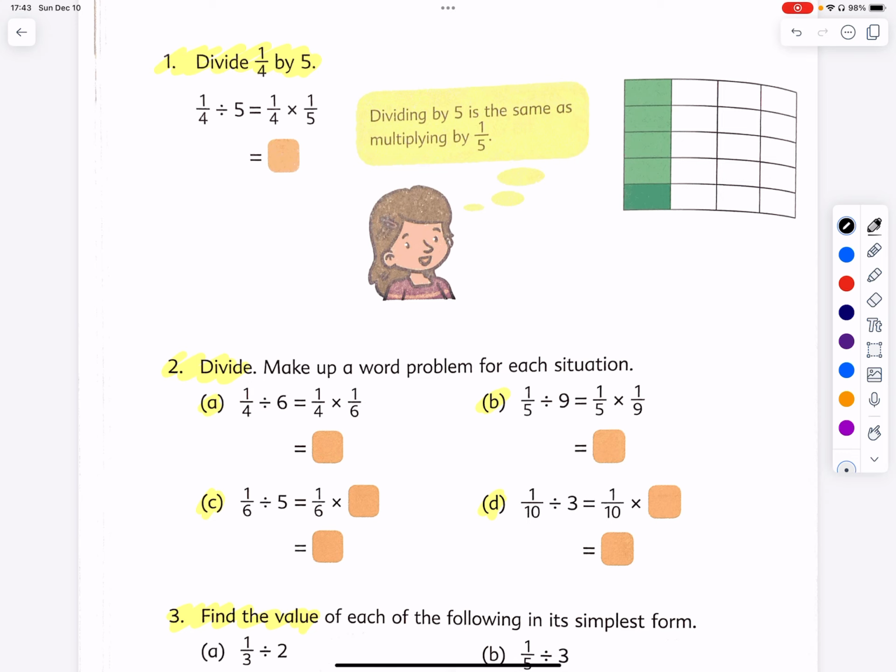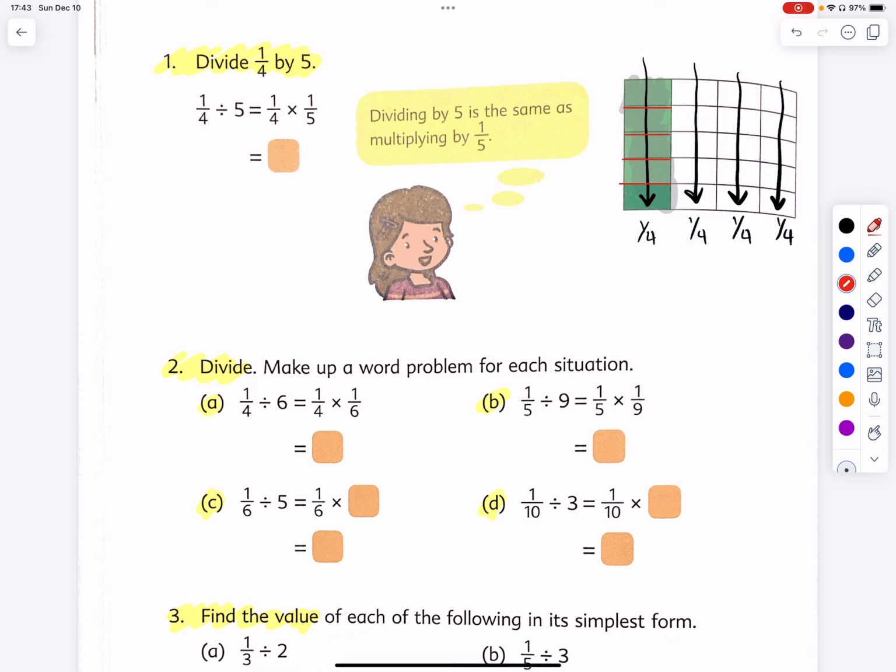To divide 1/4 into 5 equal parts, take a look. We first found the quarter: 1/4, 1/4, 1/4, 1/4, right? This is 1/4, this is 1/4, and so on. We first found the quarter. Then what did we do with that quarter? We split it into 5 equal parts: 1 part, 2 parts, 3 parts, 4 and 5 parts.